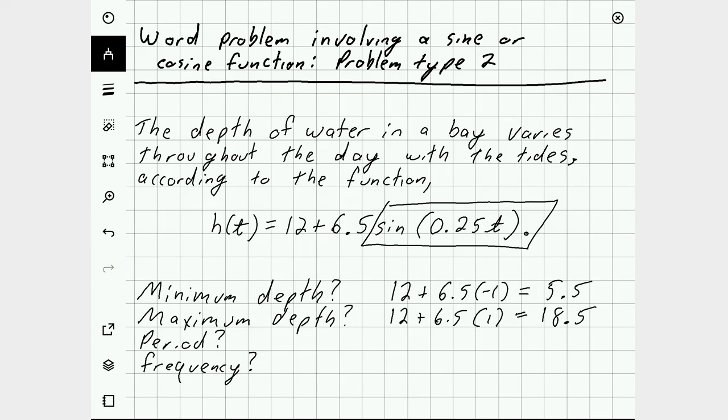The period and the frequency can both be determined based on the argument inside of sine. Right? Frequency is simply the reciprocal of the period, and period is 2 pi divided by the coefficient inside the argument. So let me get the depth out of the way here so that we can finish this problem off.